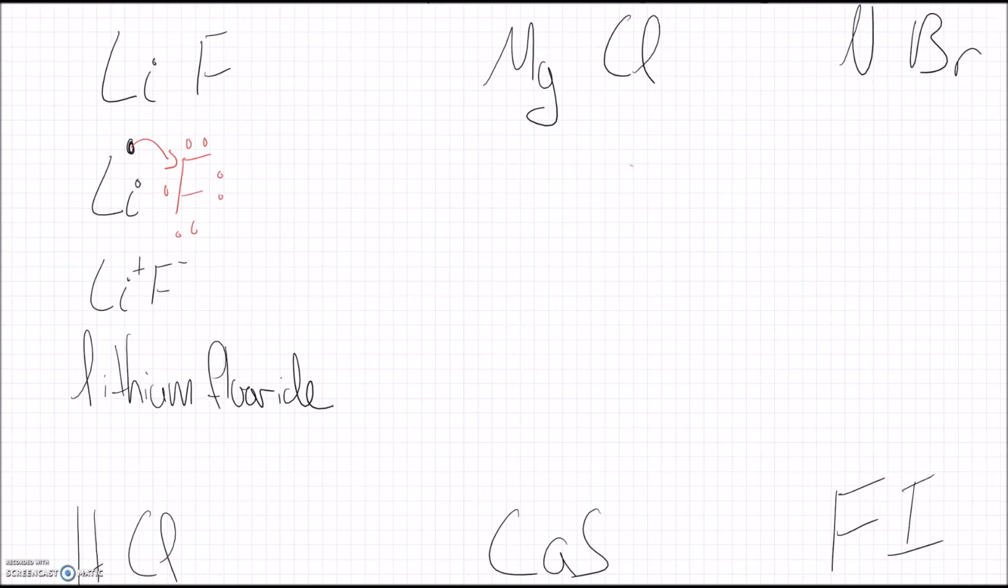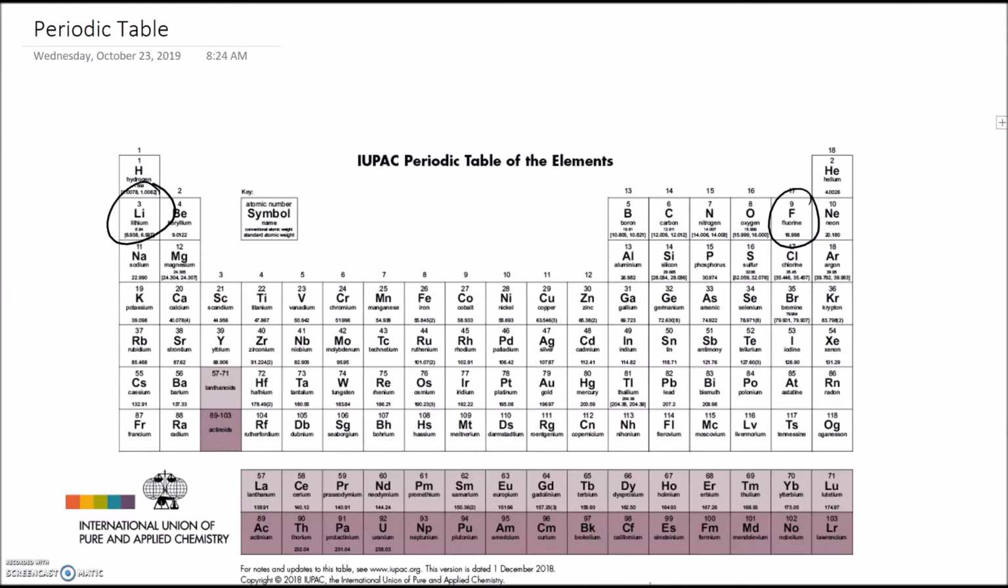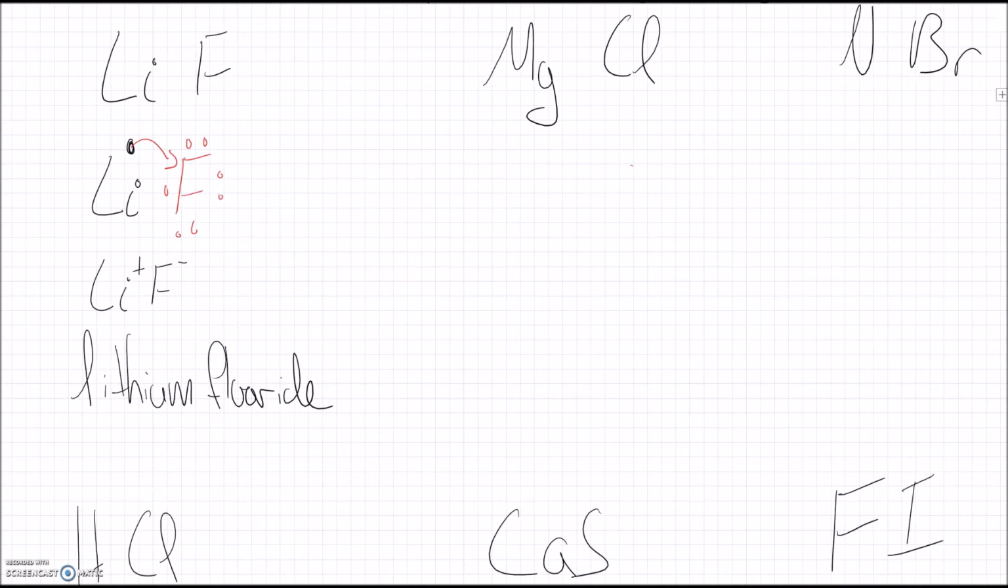Next, magnesium and chloride. Let's go look at our periodic table. Chlorine is here. Magnesium, Group 2, is here in group 2. Good. So if chlorine is in group 17, it has 1, 2, 3, 4, 5, 6, 7. Magnesium's in group 2. It has 2 valence electrons. Magnesium is a metal. Chlorine is a non-metal. Magnesium's going to donate an electron to chlorine.